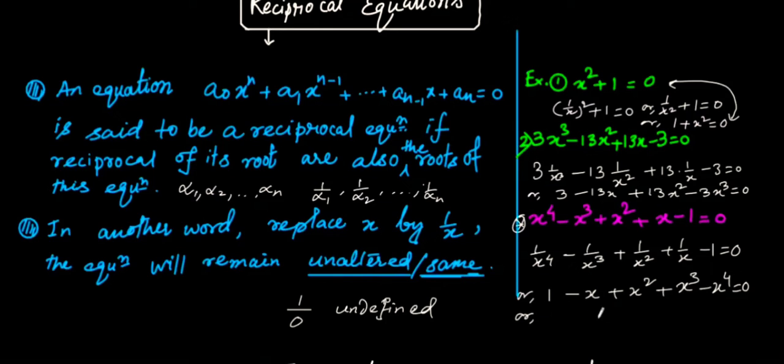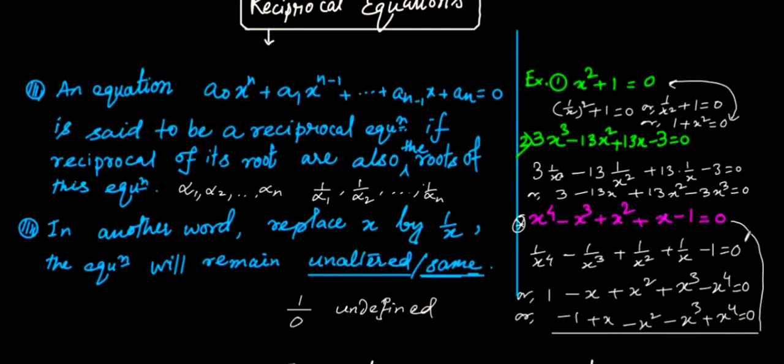Or multiply by negative 1, what will we get? Negative 1 plus x minus x square minus x cube plus x to the power 4 equals 0. See, this equation is not the same as the given equation. That means this is not a reciprocal equation. So the first two are examples and the last one is a non-example.